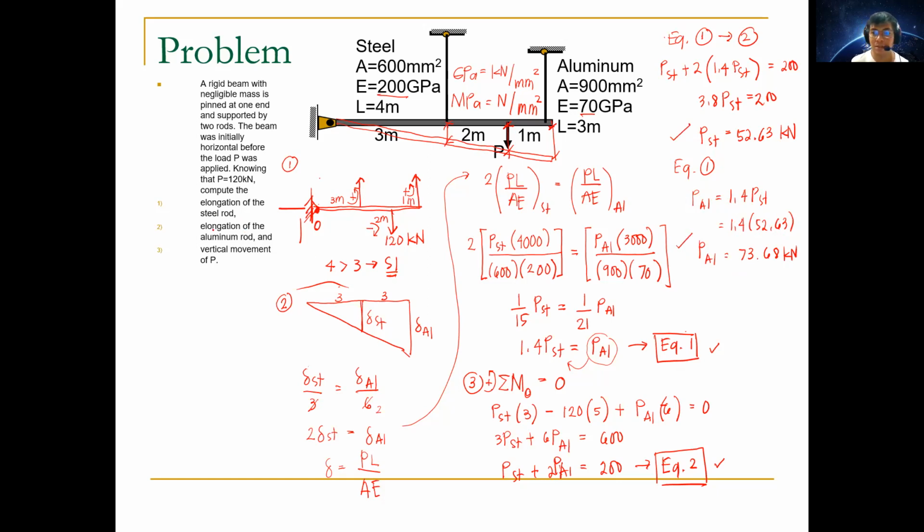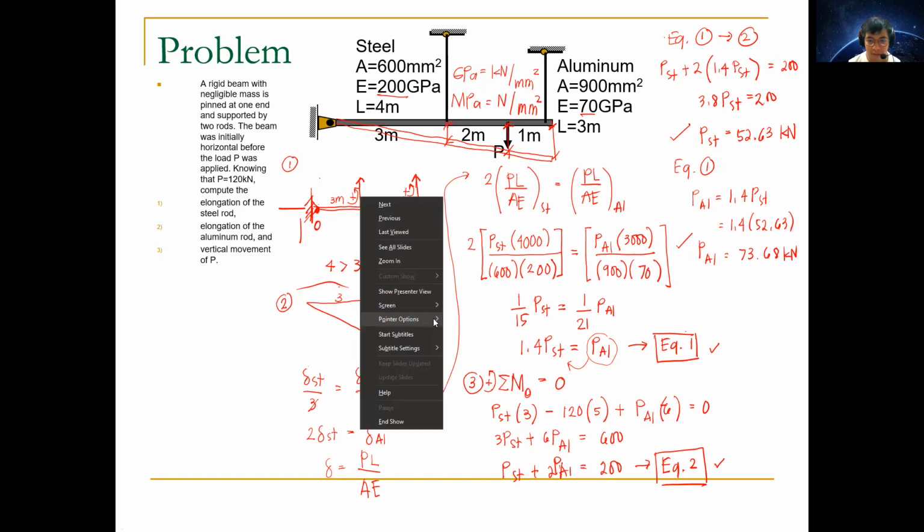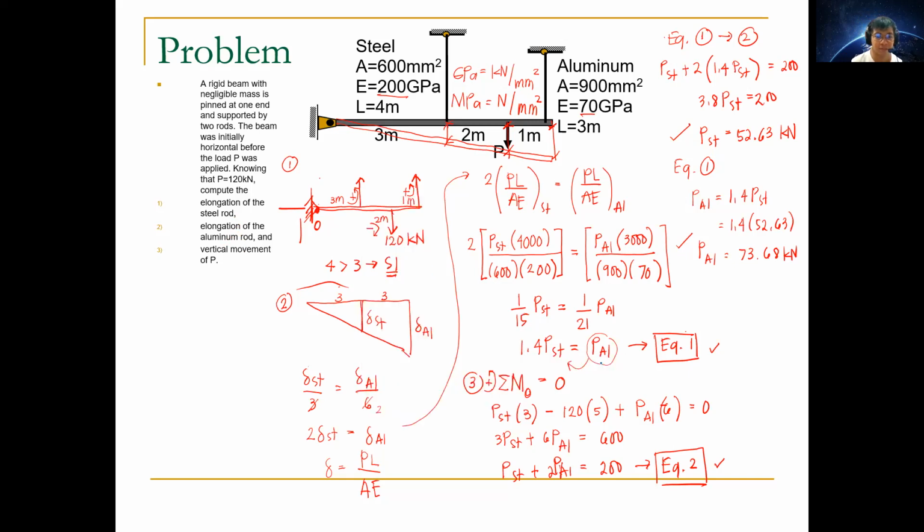And again, as per the first question, we're going to find the elongation of the steel rod, the elongation of the aluminum rod, and the vertical movement of P. So we can just deal with it individually now, since we already have the force coming from steel and the force coming from aluminum. Let me write it here on the lower left.